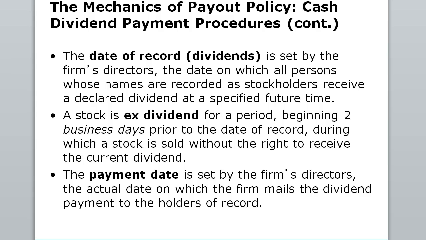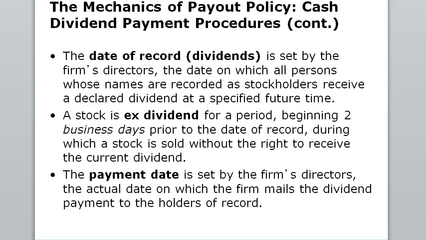Continuing with the mechanics of payout policy, there are a couple of dates that you should put on your calendar when there's a dividend. Now, the first date is the date of record. This is the date that the directors say all persons whose names are recorded as shareholders receive the declared dividend at a specific time. So that's your date of record.